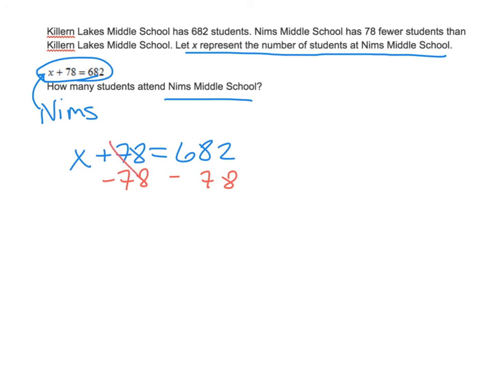Now I know that the difference between 78 and 82 is 4, so I can anticipate that my answer is probably going to be 604. But let's check our work here. I'm going to borrow 10. 12 minus 8 is going to give me 4. I'm going to change this to minus 7, and that gives me 0, and that's 600 in the beginning, leaves me with X is equal to 604. So in other words, we might say that there are 604 students at NIMS Middle School.